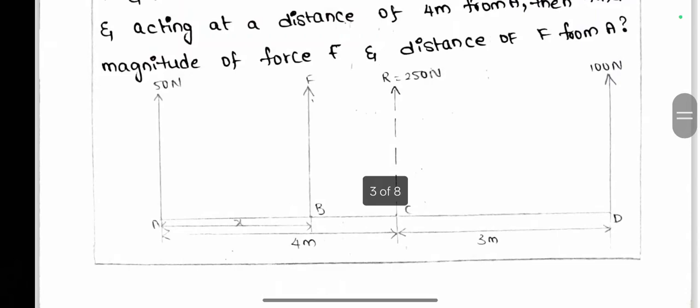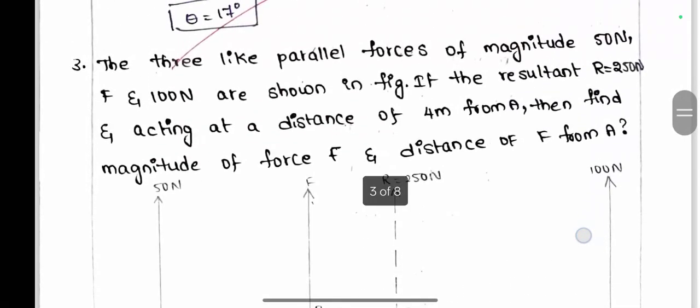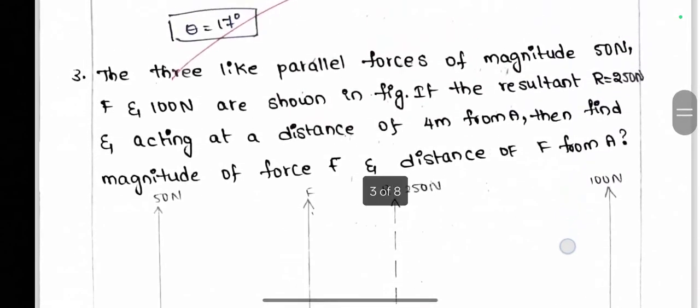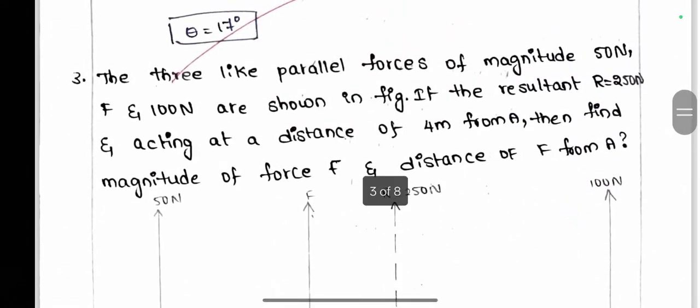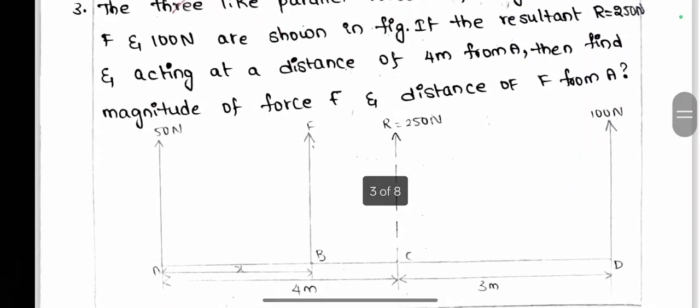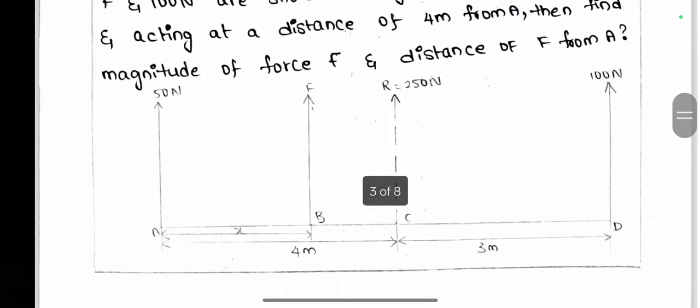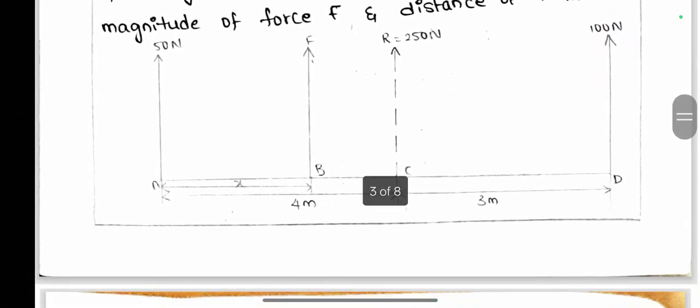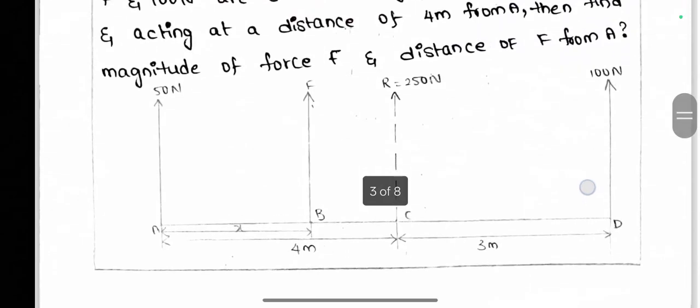parallel forces, if their direction is the same, we call them like parallel forces. If any one force is in the opposite direction, we call them unlike parallel forces. Here they mention particularly three like parallel forces. For that we understood that all the forces are in the same direction, therefore the resultant also will be in the same direction. So at point A there is a 50 newton force.